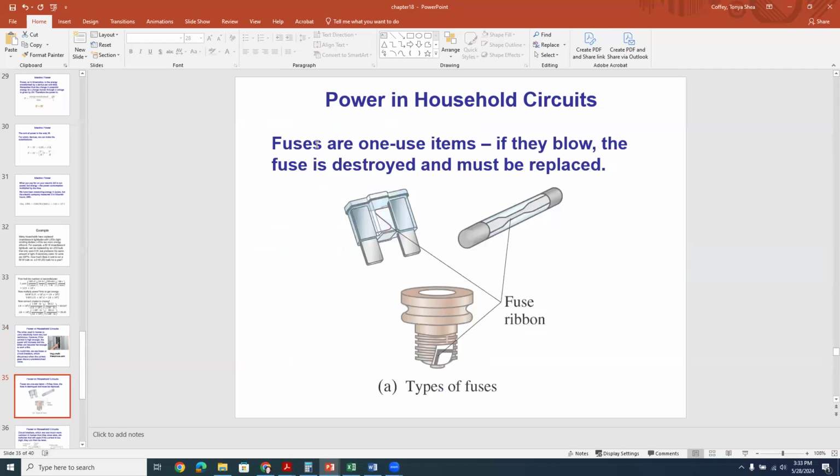Now, fuses, though, those are one-use items, and if they blow, the fuse is destroyed and has to be replaced. So you might have had to replace fuses in your car or other types of electrical devices, and they usually have this ribbon of metal on the inside, and then when they blow, you can see that the ribbon has been broken, and so you don't have a complete circuit anymore, and that's how they work. And then when that happens, you just replace the fuse.